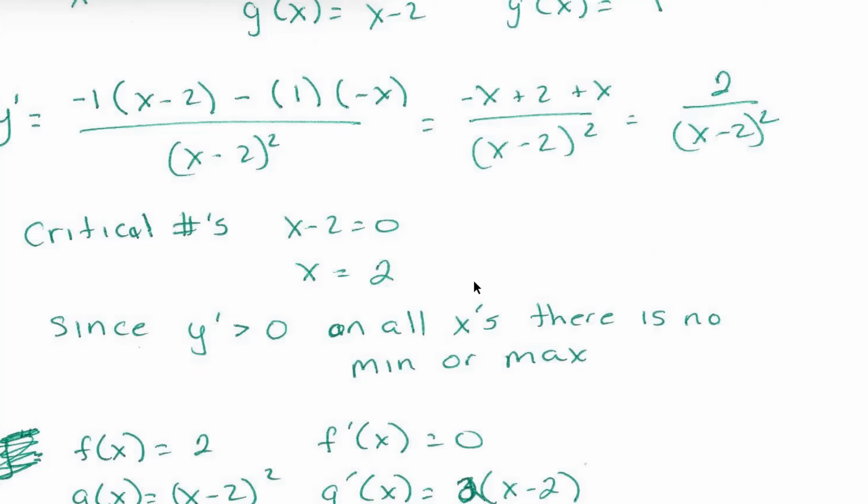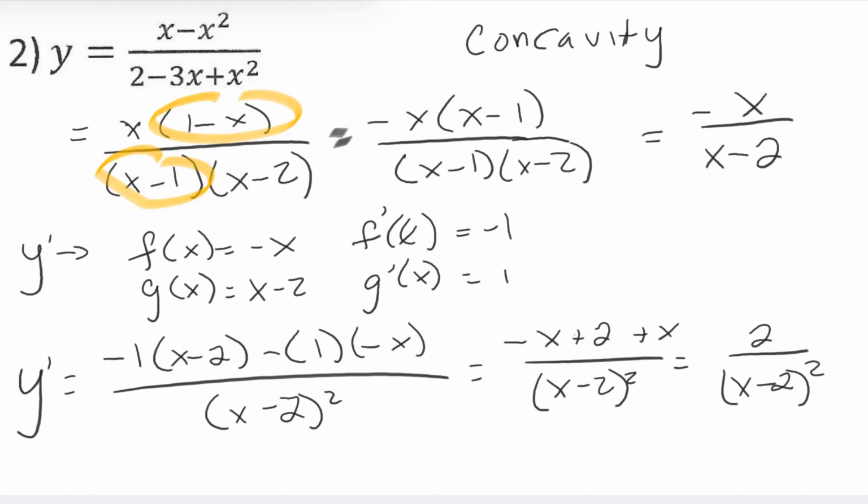This one, your 2 is actually a vertical asymptote, so there is no actual change there. Which is why I'm not asking for your mins and maxes on this one. All right.